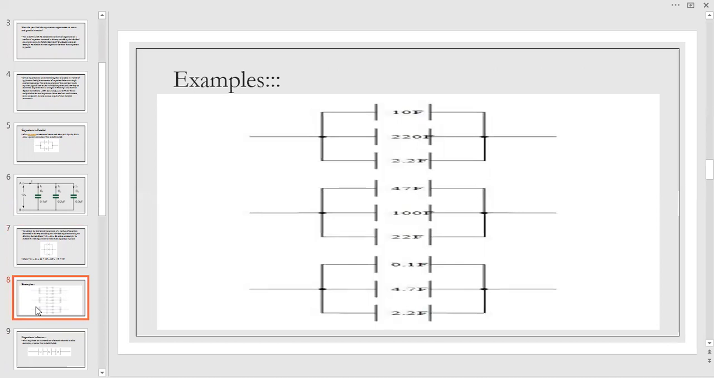In this we can see three capacitors are connected in parallel. Example, first one: C1 equals 10F, C2 equals 220F, and C3 equals 2.2F.